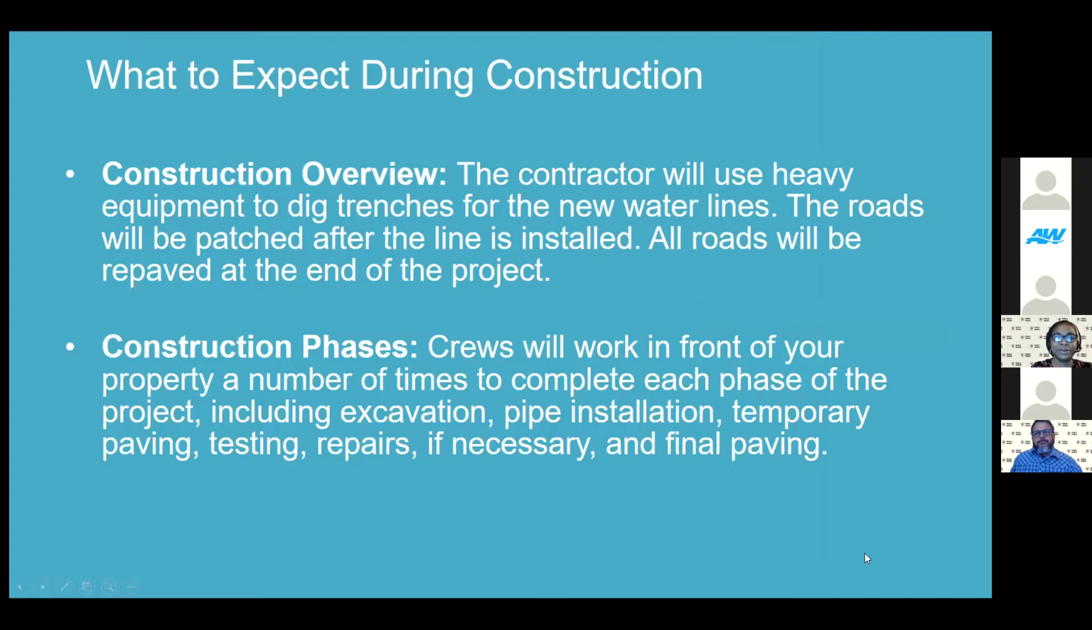And what to expect during construction. The contractor, Austin Underground, will use heavy equipment to dig trenches for the new water lines. The roads will be patched after the line is installed, and all roads will be repaved at the end of the project. As far as the construction phases, crews will work in front of your property a number of times to complete each phase of the project, including excavation, pipe installation, temporary paving, testing, repairs if necessary, and final paving.